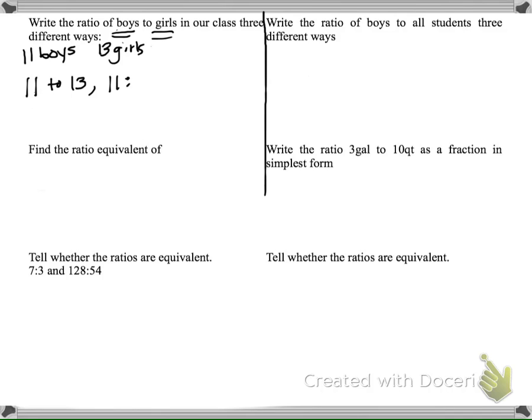11 compared to 13 and 11 over 13. It's that simple. Those are the 3 different ways that I can write that ratio.